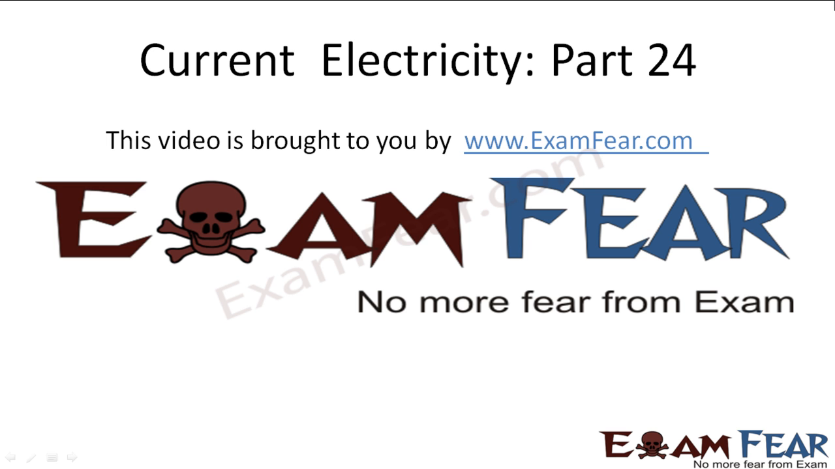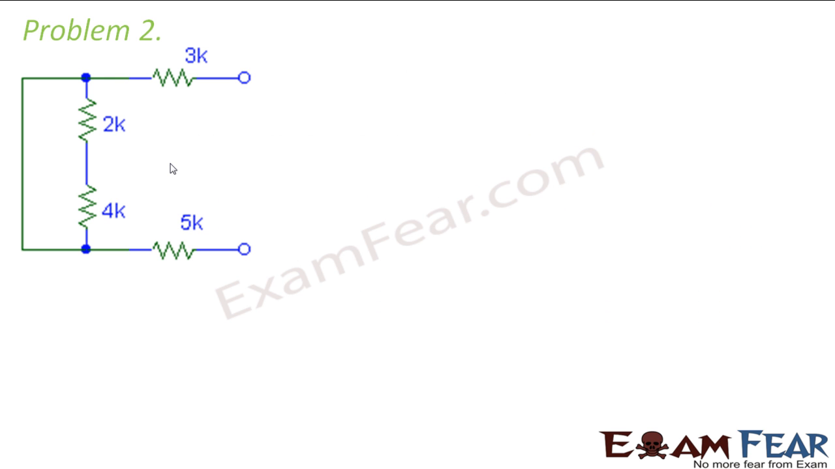Please make sure that you have watched all the videos till part 23 before going ahead with this one. We have another circuit where again we have to calculate the equivalent resistance of the circuit between points A and B. So here, how will the current flow?